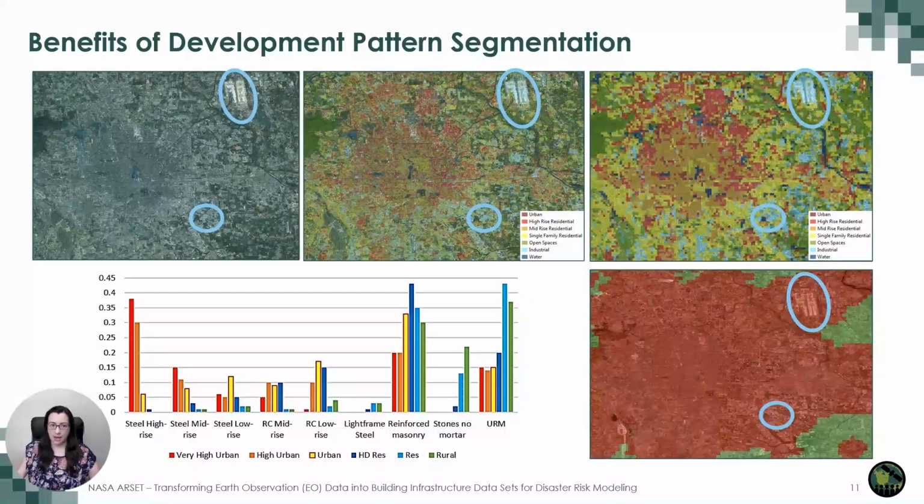Now, in the upper right-hand corner, the image shows how the development pattern segmentation is able to classify the different degrees of urbanity, and it highlights locations of crucial manufacturing and industrial locations.